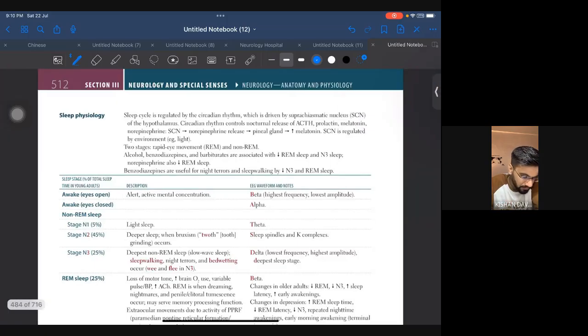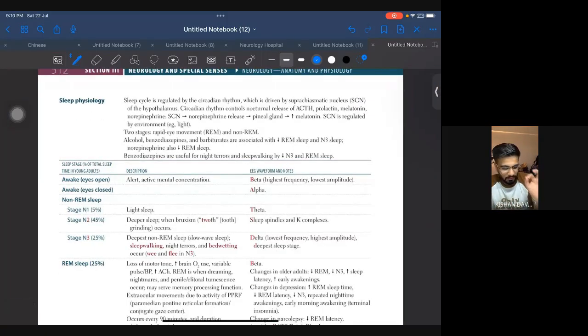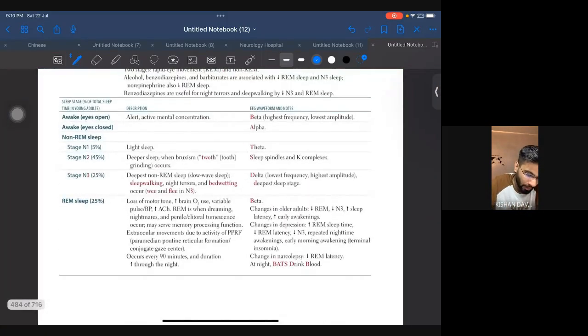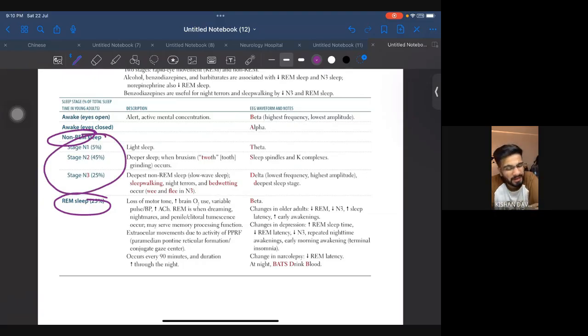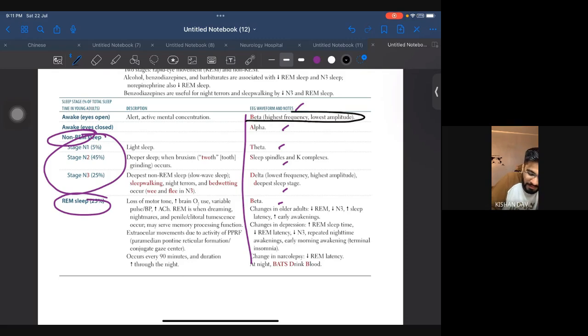Sleep physiology, very important. What they will ask is whether it is REM or non-REM, and if it is non-REM, what is the stage? They really ask this. So how will you diagnose which type it is? By remembering the waves. One thing you need to remember is that the beta wave has high frequency and low amplitude, but the delta wave has low frequency and high amplitude.